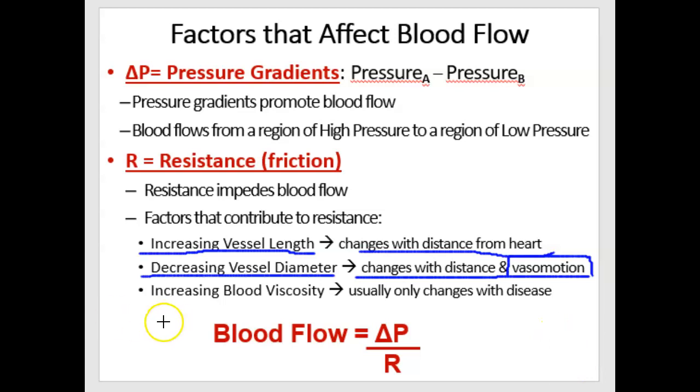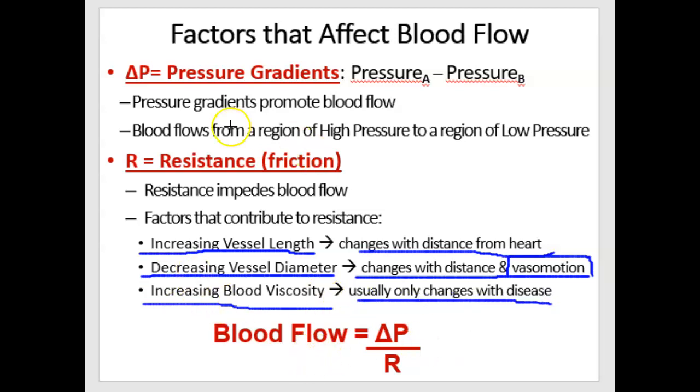And then finally, the last factor that will increase friction or resistance is increasing the viscosity, or stickiness or thickness, of the blood. And this is usually constant in a healthy circulatory system, but with disease, it can change.